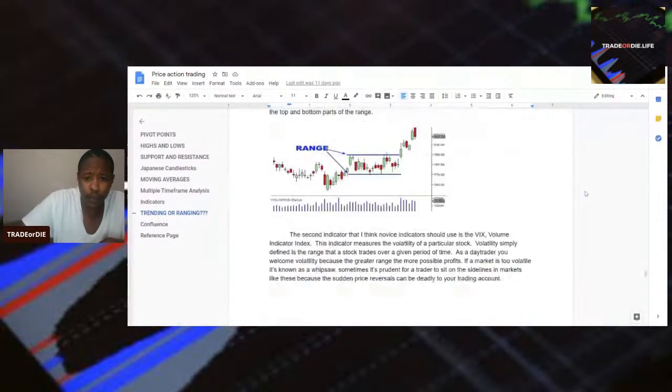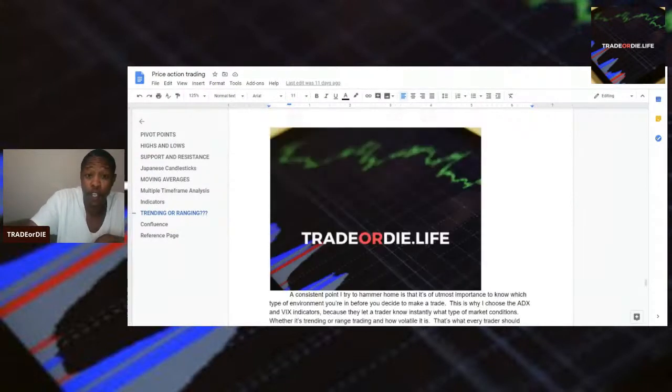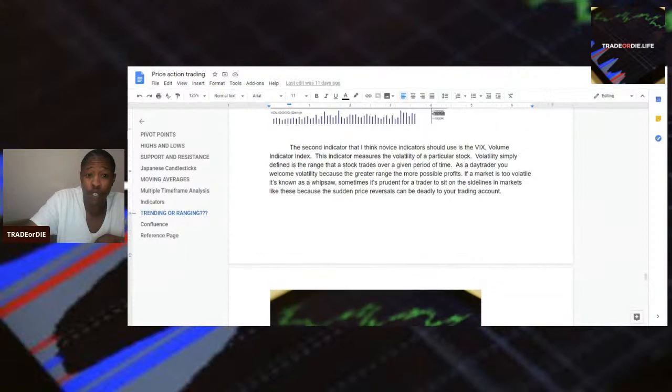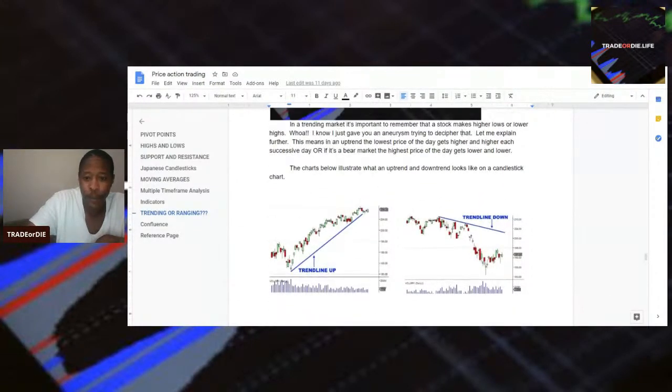All right, so now, it's also a consistent point I try to hammer home that it's of utmost importance to know which type of environment you're in before you make a trade. Now, in the trending environment, remember, there's no tops or bottoms. It just goes as far as it can go before the trend dies down.